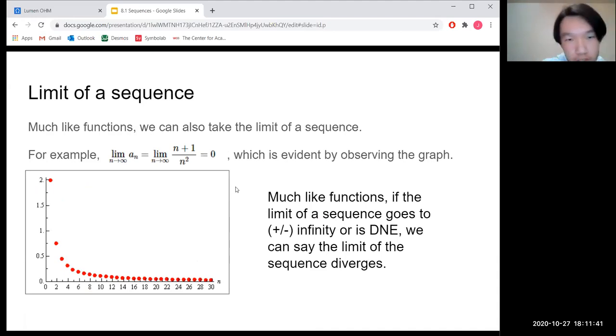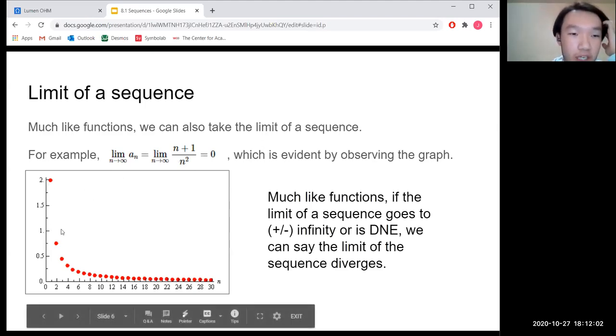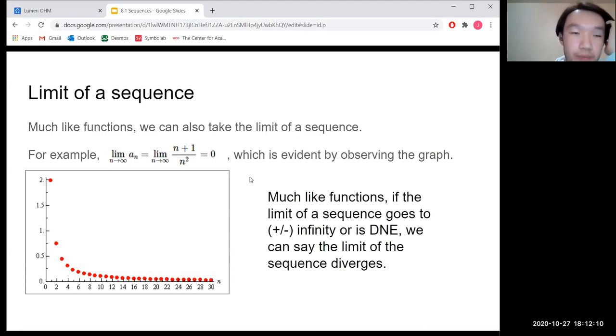So much like functions, we can also take the limit of a sequence. For example, for this limit we looked at earlier, (n+1)/n², the limit goes to 0. Why does it go to 0? There are many ways of reaching that conclusion, but the easiest way is to look at a graph. If you look at the dots we plotted, you can see that as we go further and further to the right, the dots get closer and closer to 0. You can also see that when you plug in a really, really high index, you'll get a really small number.